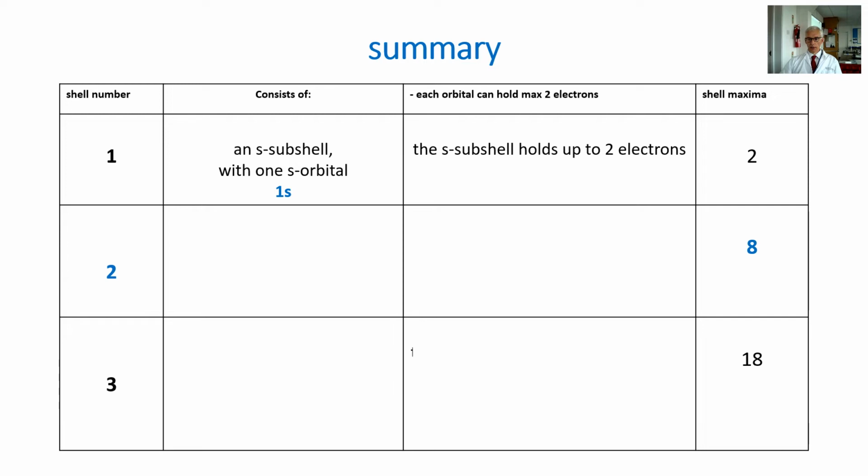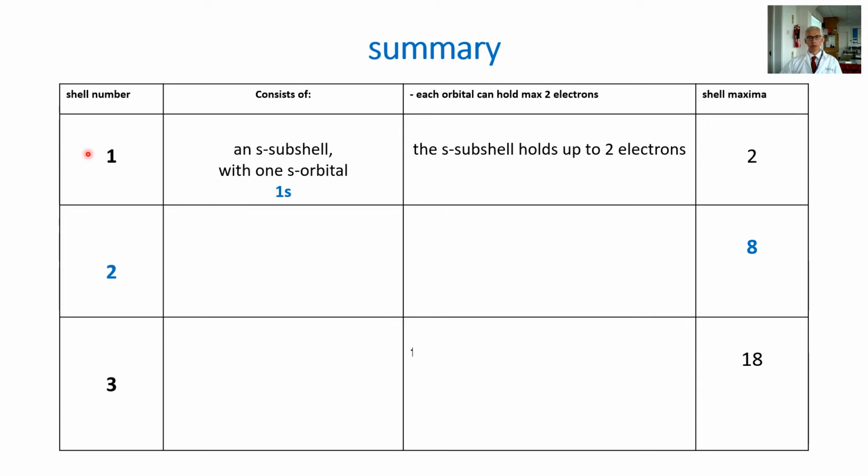So we need to just recap and summarize A-level electron theory. For example, we need to look at the shell number, what the shell consists of, and relate that to orbitals and the shell maxima. So, in shell number 1, it consists of an s subshell, with 1 s orbital, and we label that 1s.